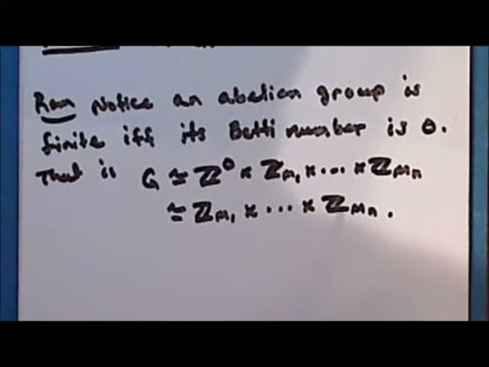In other words, every finite abelian group is isomorphic to the direct product of cyclic groups, where the order of a given cyclic group divides the order of the previous cyclic group in the invariant factor decomposition.